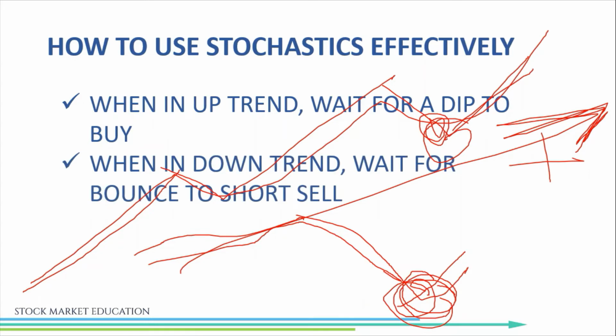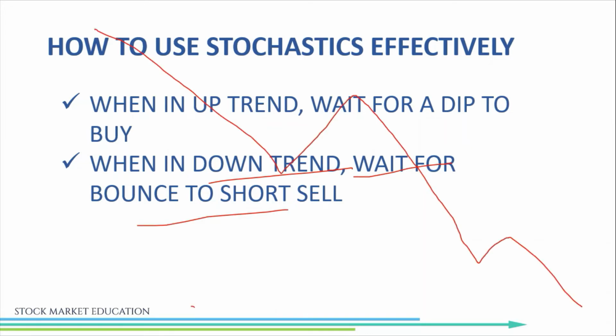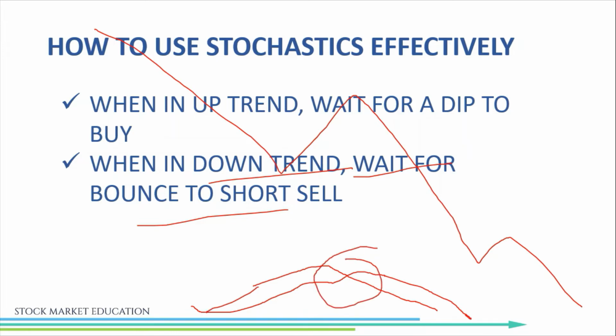Now let us see how it works in a downtrend. In a downtrend, what happens when the price is making a lower high and lower low? The stochastics will bounce somewhere and it will give a sell signal, right? So you don't have to catch a running train or a falling knife. You just have to wait for the stochastics crossover to give a sell signal. Once you get the sell signal, you can do short selling.